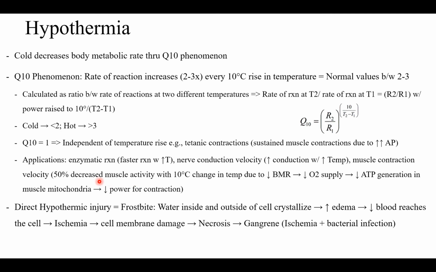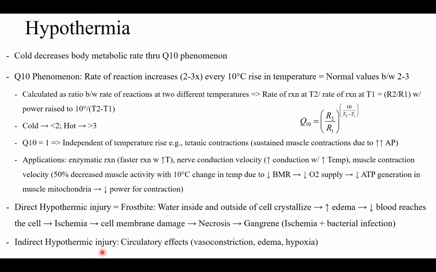Hypothermic injury can occur in a direct or indirect way. The direct way is frostbite. Water inside and outside of the cell crystallizes. You have an increase in edema, and decreased blood reaches the cell. That causes ischemia, cell membrane damage, and you have necrosis, and that necrosis along with bacterial infection further leads to gangrene, and later on it leads to amputation. Indirect hypothermic injury occurs due to circulatory effects. You have vasoconstriction going on, edema, and hypoxia, which we'll talk about in detail now.